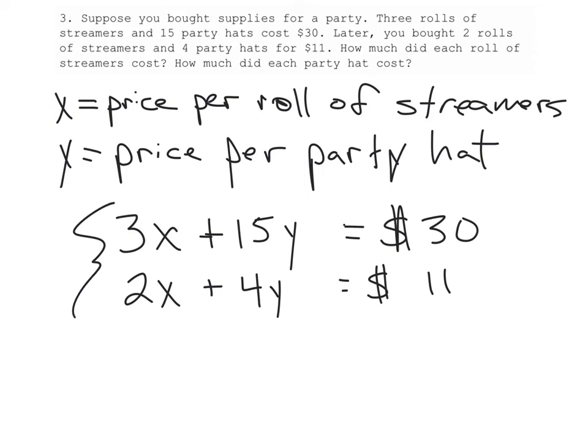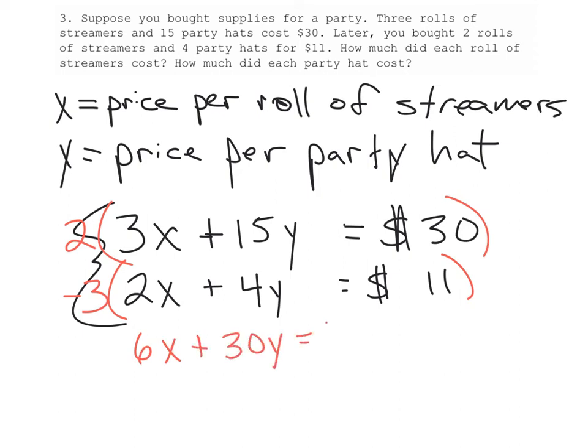What I'm going to do here is use elimination, and I'm going to get the x's to cancel. So if I multiply, well, 3 and 2 both go into 6, so let's get this first one to be 6x and get the second one to be negative 6x. So we get 6x plus 30y equals 60. And the second equation, negative 6x minus 12y equals negative 33.